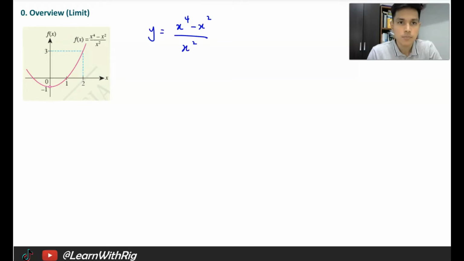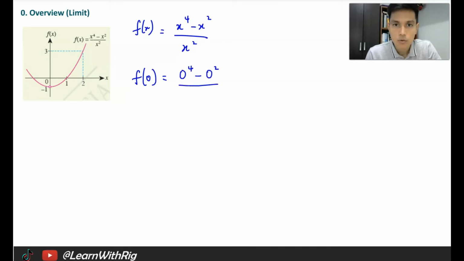Now maybe I shouldn't write y, I'll write f(x). If I ask you what's the value of y when x equals 0, you're looking for f(0), right? So obviously you're going to substitute 0 into your x value. It's like functions, which you learned before in Form 1. So you're going to get (0^4 - 0^2) over 0^2. In the end, you're going to get 0 over 0. And this, my friend, is not equal to 0. If you type 0 divided by 0 into your calculator, you will get a math error. What does this mean? It means that when x equals 0, the y value does not exist. That's why you get a math error.